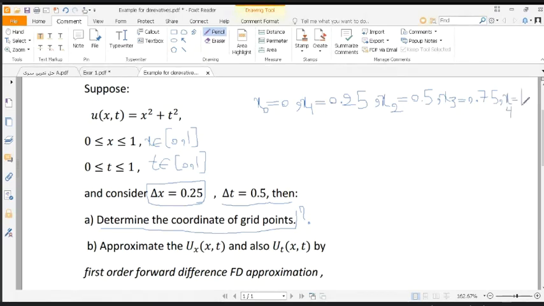How many points can you see in this problem for x? How many points for x? 5. x0, x1, x2, x3, x4, that is 1, 2, 3, 4, 5. Okay? We have 5 points for x.